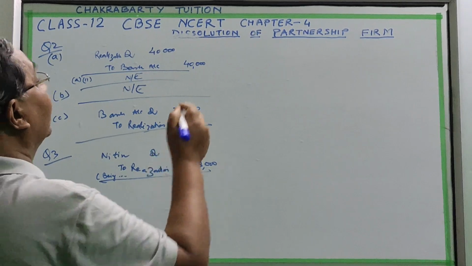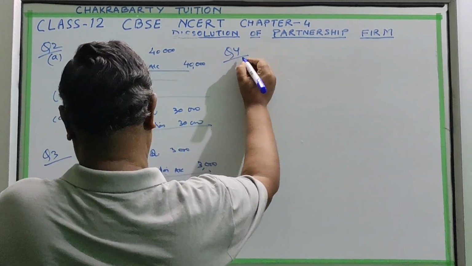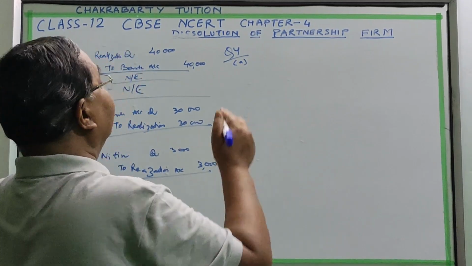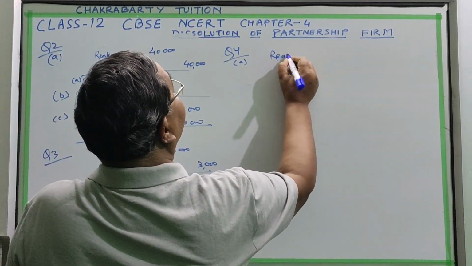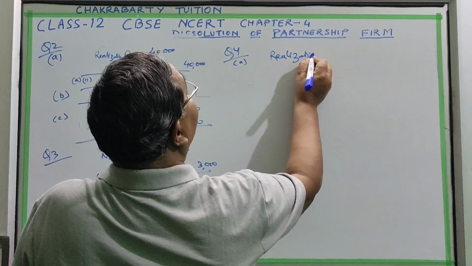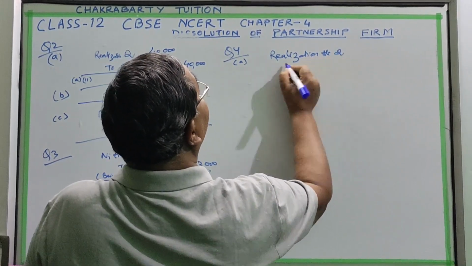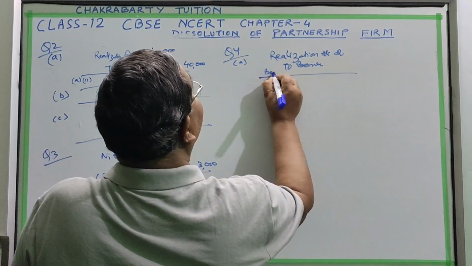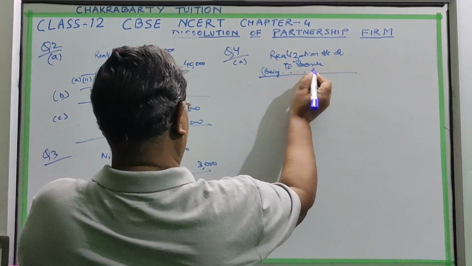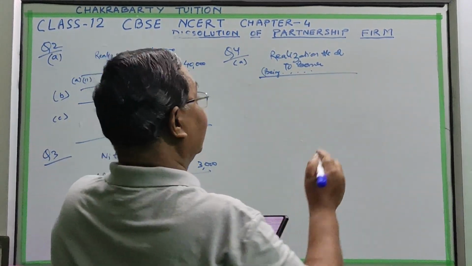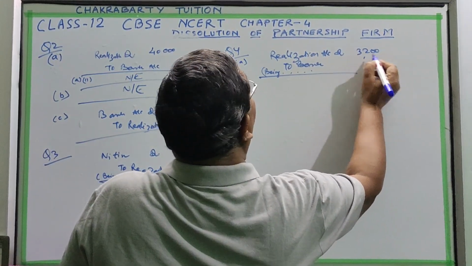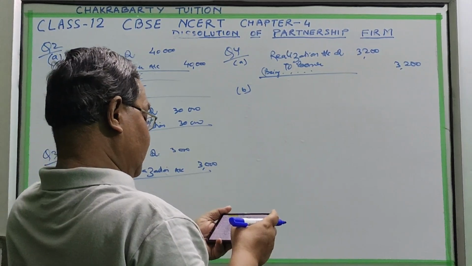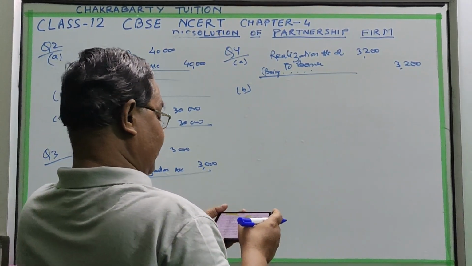Now question number 4, part A. Payment of unrecorded liability. Again, realization account debit. All will be done through realization account. Realization account debit to bank. And in the narration you have to write being, and the question in short. Payment of unrecorded liability 3,200.